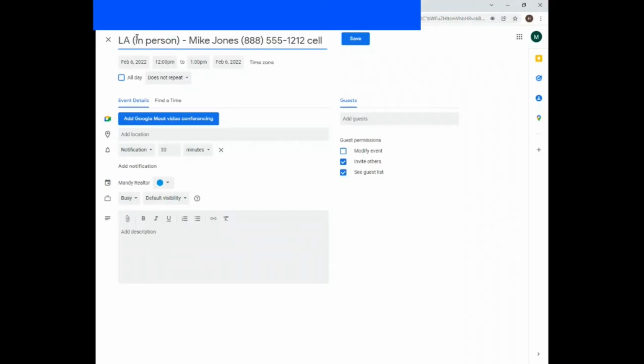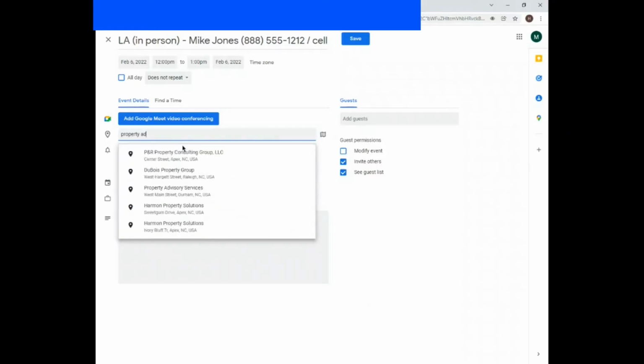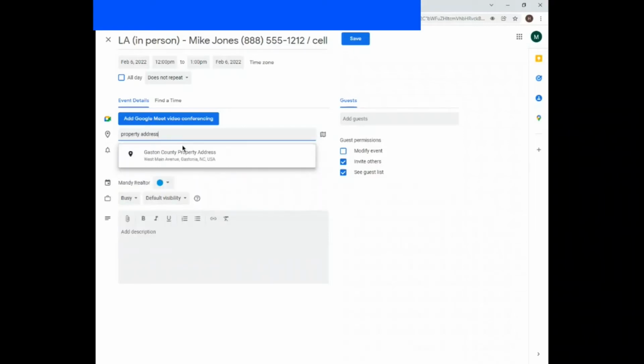And I'll specify cell or landline. This is important because the agent might want to send a text to Mike, and you've got to know if you're working with a cell phone or a landline. So now here we want to put down the address of the property. I won't put down the actual address of this property, we'll just say that.